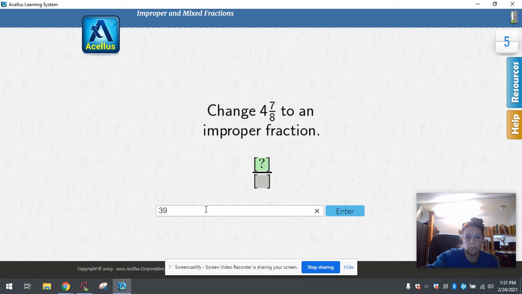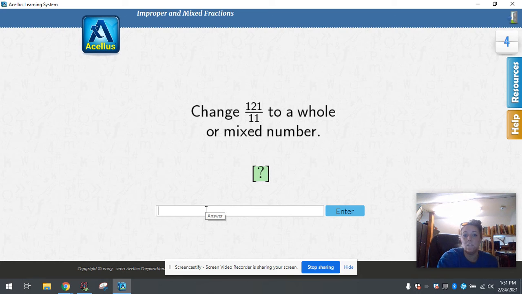39 eighths, 39 out of 8. All right. Now we're going the opposite direction. We have to change the 121 out of 11 to a whole or mixed number.